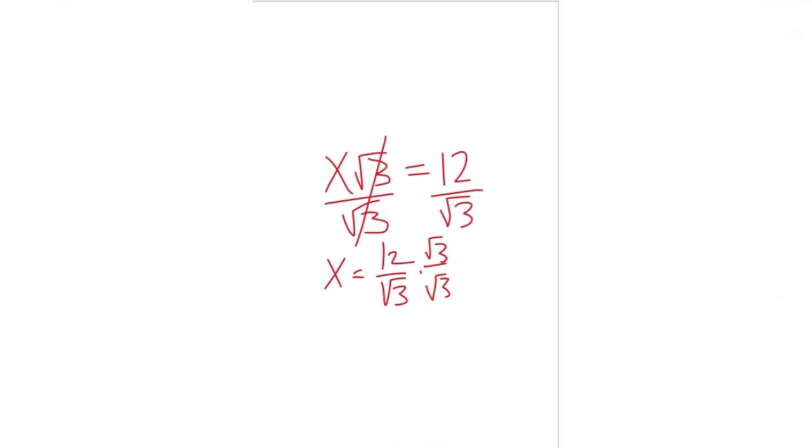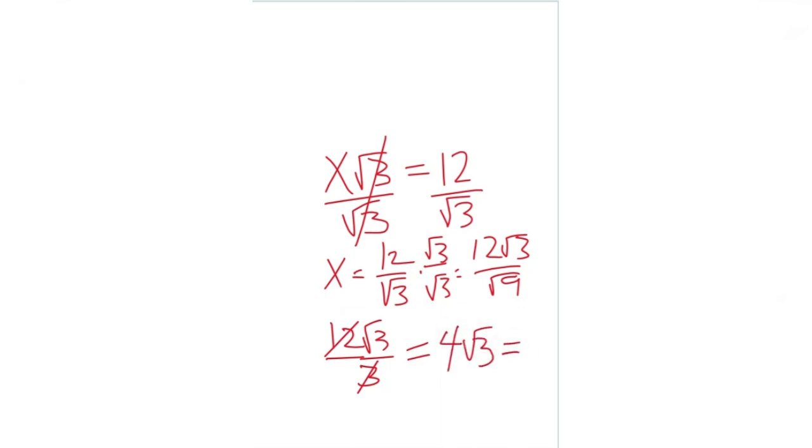On the top, the numerator, we have 12 square root 3. And on the bottom, we have the square root of 9, which we know is equal to 3. So that's 12 square root 3 over 3. Now we can simplify that, so this really equals 4 square root 3. This is equivalent to x.